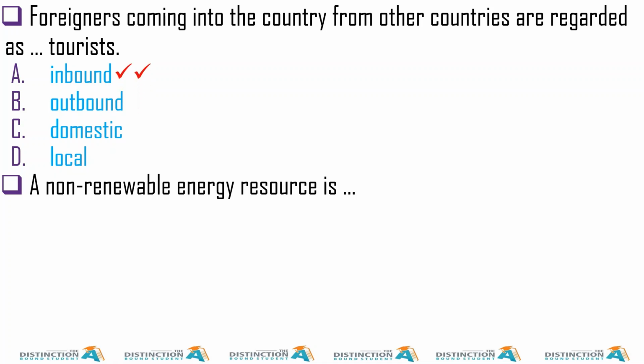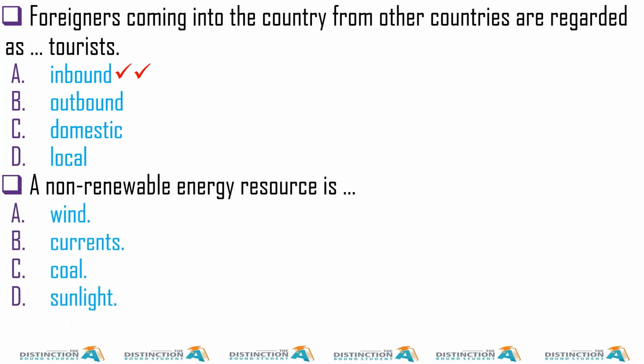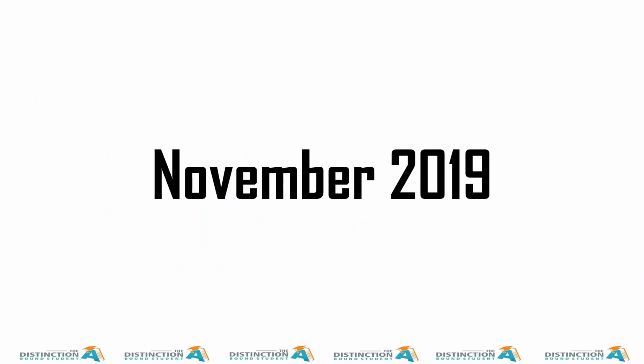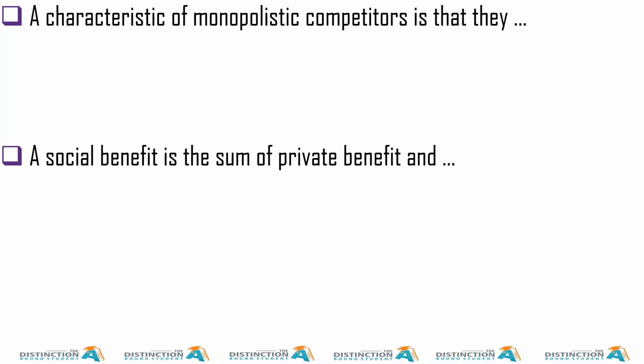Foreigners coming into the country from other countries are regarded as inbound. We've been doing this one for a long time now. A non-renewable energy resource is coal. Yes, sunlight is renewable. Currents in an ocean, wind, wow. All right, there we have our 2 A's, 2 B's, 2 C's, and 2 D's.